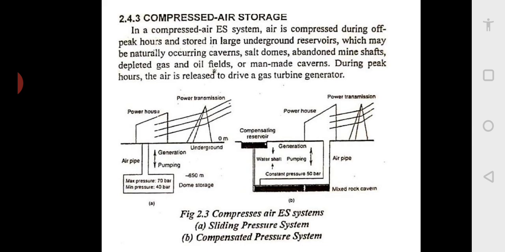So we are talking about naturally available ones. Why should man make them? Already we have caverns, salt domes, abandoned mine shafts, depleted oil and gas fields. Otherwise we can make it artificially also. During the off-peak hours when you have extra electricity, we compress the air in the air compressor, and that is stored in this underground storage at a very high pressure, between 40 to 70 bar. You see there is a pipeline and it stores.